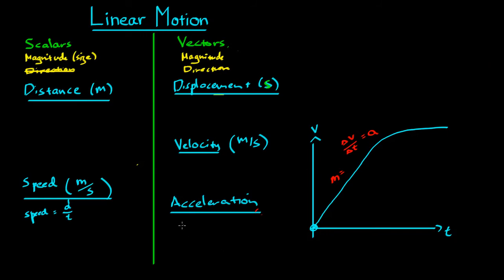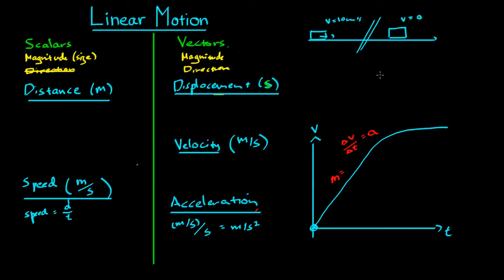The units of acceleration, well, it's delta V. V is in meters per second, and T is in seconds, so it's meters per second over seconds. That's meters per second squared. Acceleration describes the change in velocity over time. Now, if we had a box sliding along a frictionless surface, and the box started with a velocity of 10 meters a second, and then a second later the box had come to a standstill and V was equal to 0 meters per second.